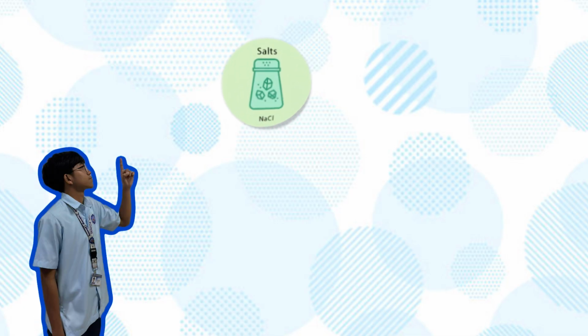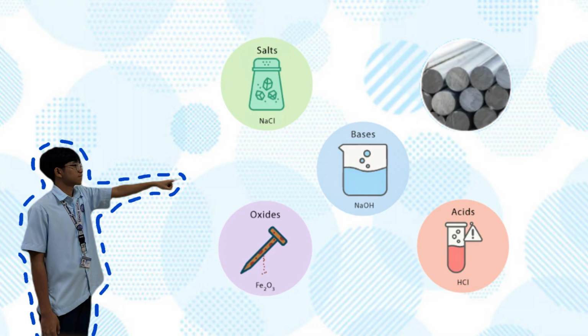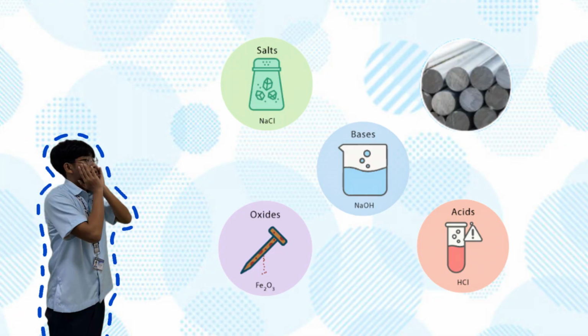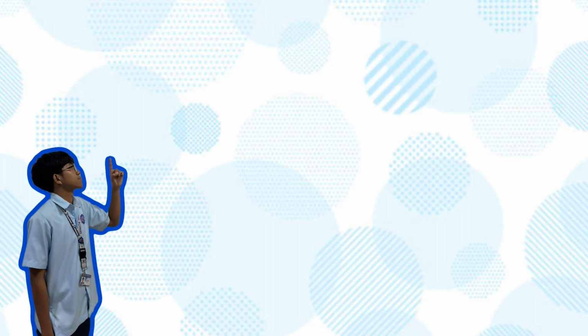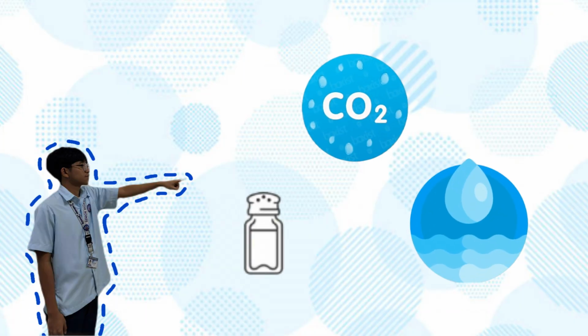Examples of inorganic compounds include salts, metals, oxides, acids, and bases. These are the compounds we often encounter in our daily lives, like table salt, water, or even the dioxide we exhale.